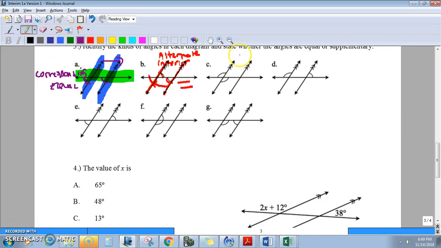All right, what's next? Oh, we don't even need parallel lines for this one, right? These are just vertical angles. We know those are equal. We need to know that off the top of our head. So these are vertical angles, and they are equal.